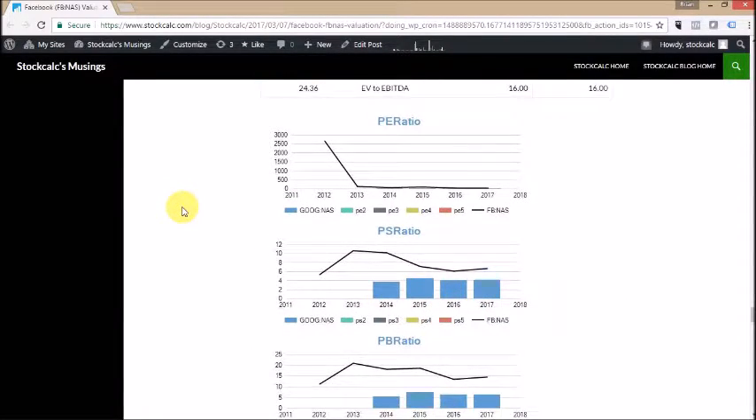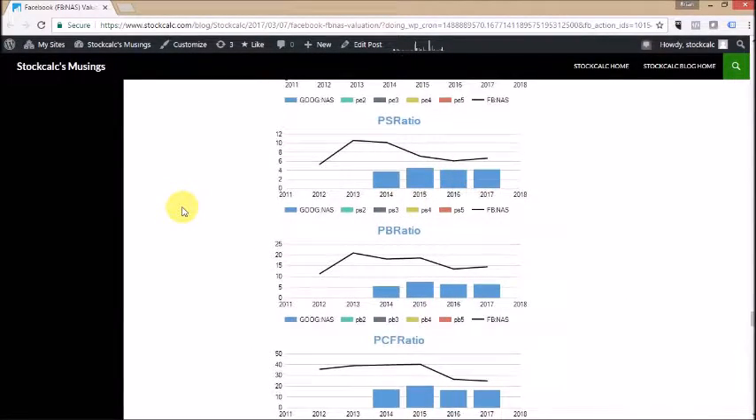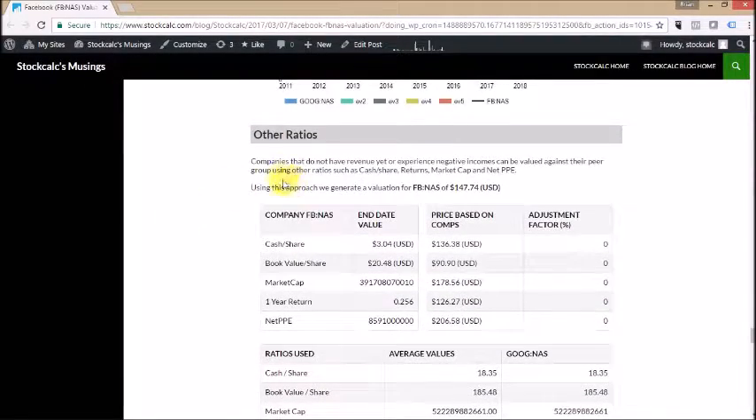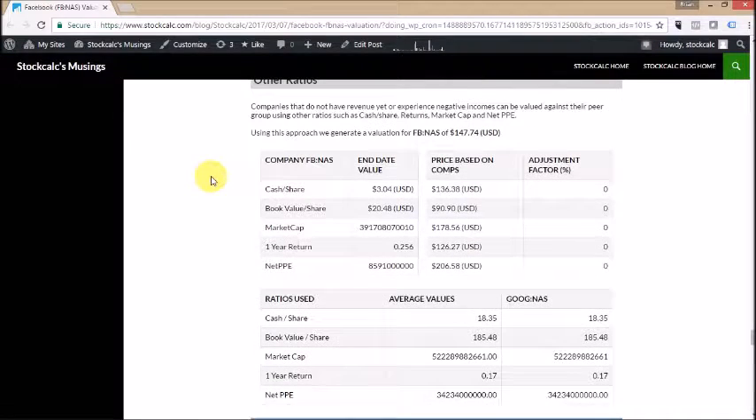Then any comparative company information we have for those different ratios is shown in the report as well. Other ratios are really for companies that do not generate revenue. So if you're dealing with junior mining companies, for example, or pharmaceutical companies, we're looking for ways to try and value these companies compared to others in their group. So for companies that are generating revenue, these aren't as relevant.